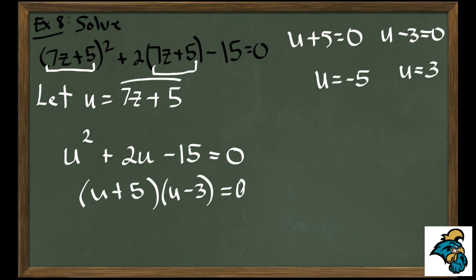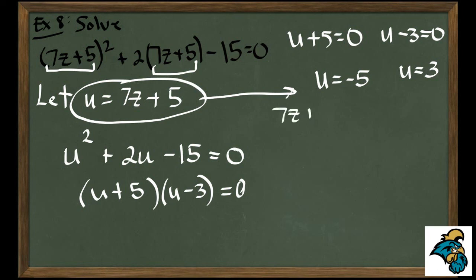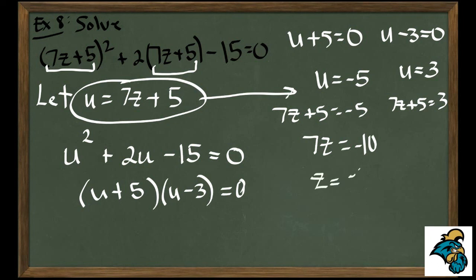Alright, just like we did before, we had this u substitution, so I have to go back. I don't want to know what u equals, I want to know what z equals. So I'm going to take that u out, and put the 7z plus 5 back in for u. Over here, I'm going to put the 7z plus 5 back in for the u, and I'm going to solve those two equations. So this first equation, I'm going to subtract 5 from both sides, so that gives me 7z equals negative 10. I'm going to divide both sides by 7, which gives me z equals negative 10 sevenths.